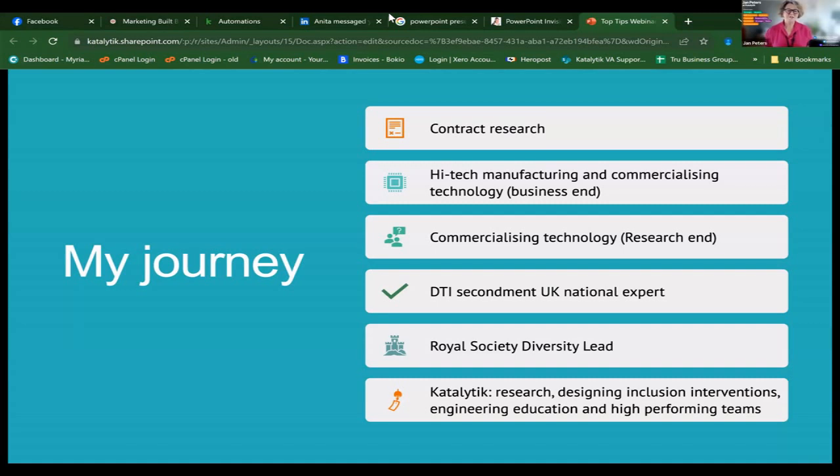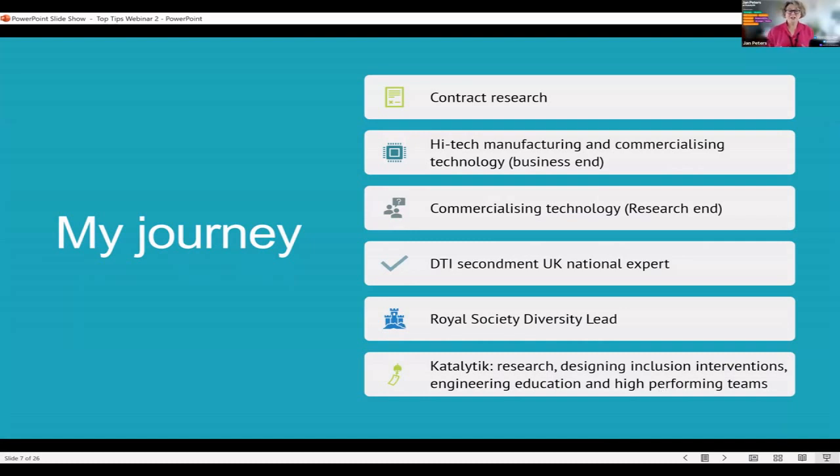And we've been involved in researching and designing inclusion interventions and helping engineering educators to shift, but also, through all of that learning, understanding more about teams and helping people in the private sector to develop and build high performing teams. Largely, as many of you who know us at Catalytic, a lot of that is using Clifton Strengths as one of our primary tools.